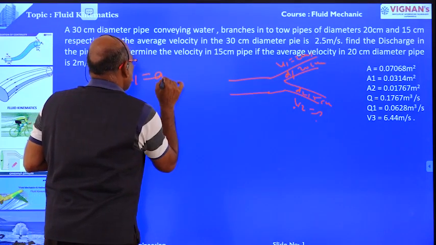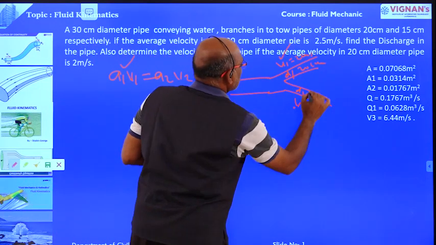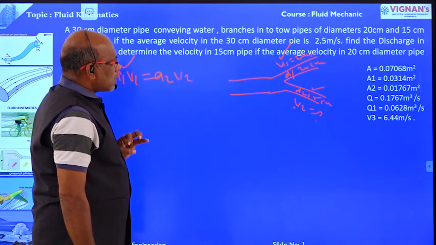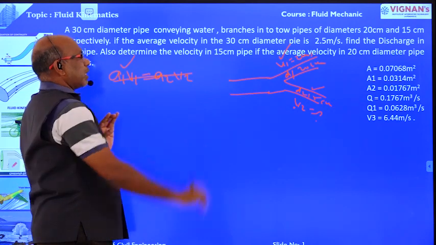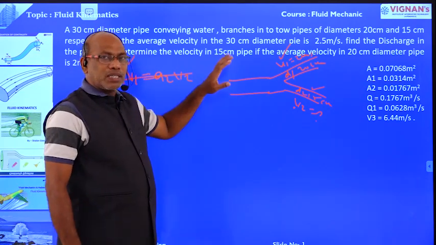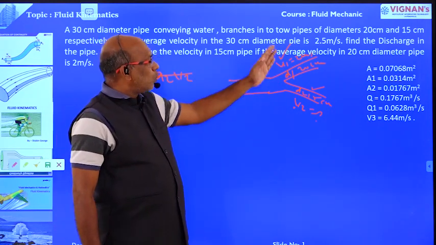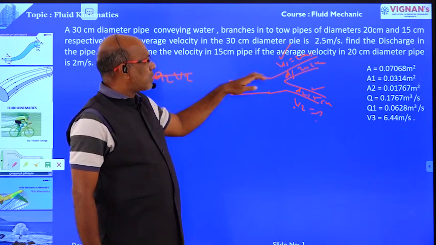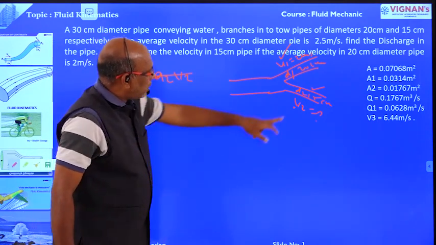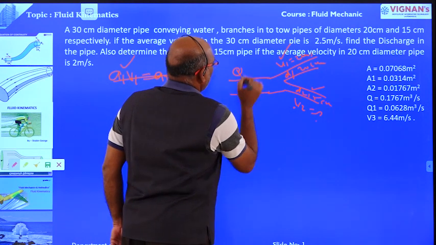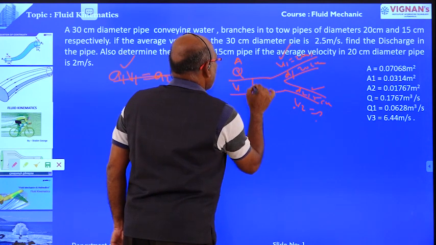A1 V1 equal to A2 V2. That means this is pipe 1, this is pipe 2. But here the continuity equation is not applicable. Why? Because this is not water flowing in one pipe, but this is a branch of pipes, two branches. The main pipe divides into two branches. So therefore we are going to determine the velocity at 2. Already we have determined Q here. A is also known, and the velocity is also given in the main pipe.